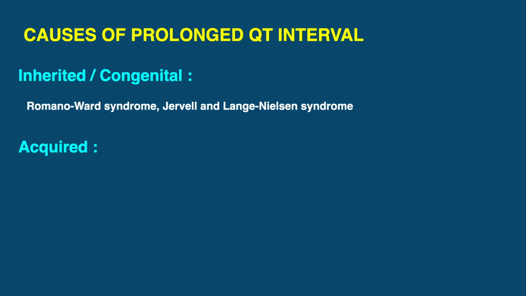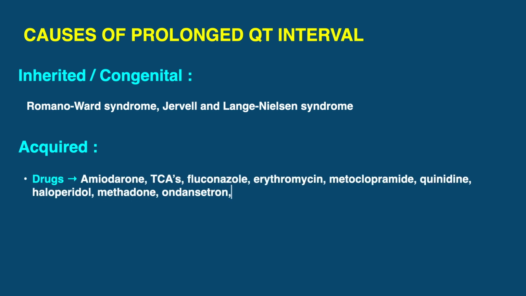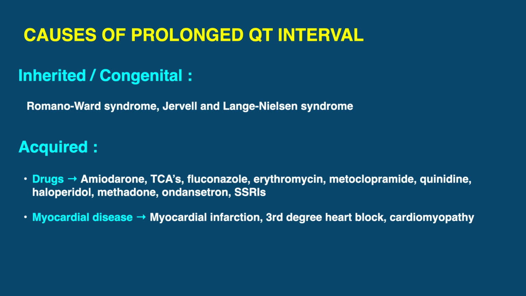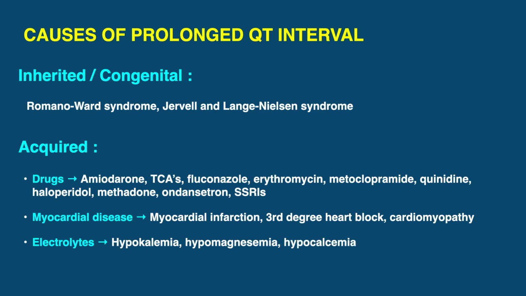Acquired causes of prolonged QT interval include drugs such as antiarrhythmic agents like amiodarone, antidepressants like tricyclic antidepressants and SSRIs, antiemetics like metoclopramide and ondansetron, antipsychotics like haloperidol, and antimalarial drugs like quinidine. Myocardial diseases such as myocardial infarction, third-degree heart block, and cardiomyopathies also can lead to prolonged QT interval. Another common yet reversible cause of prolonged QT interval is electrolyte imbalance, specifically hypokalemia, hypomagnesemia, and hypocalcemia.